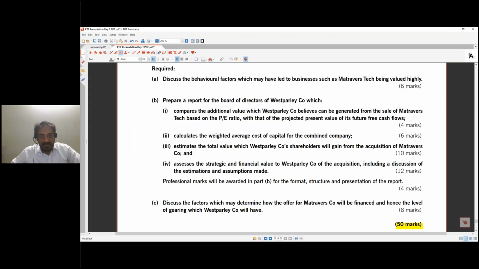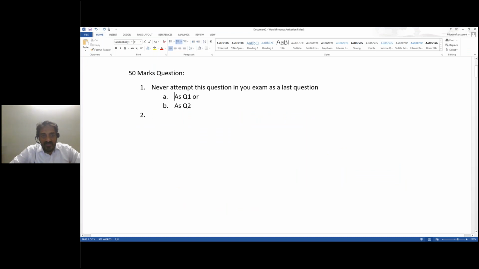Which means, a very important point, if you attempt it as question one or question two, you must focus on being strict with time management. Because I know very well about a lot of students in the previous exams: sir, we have spent a lot of time on question one, about 2 hours or 2 hours 15 minutes.